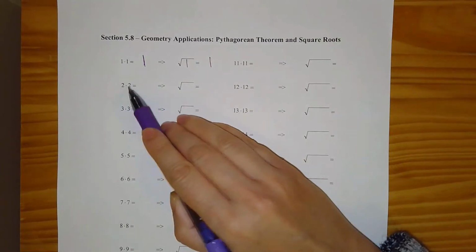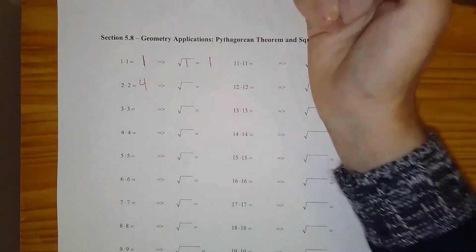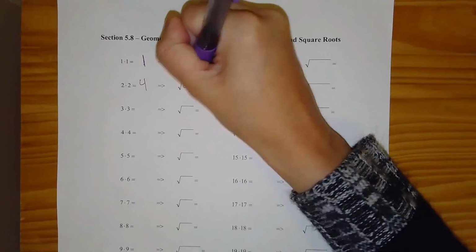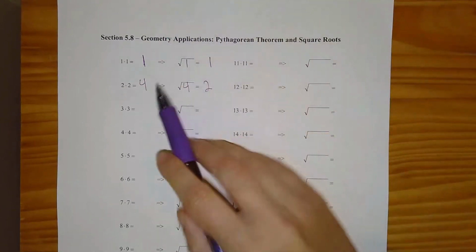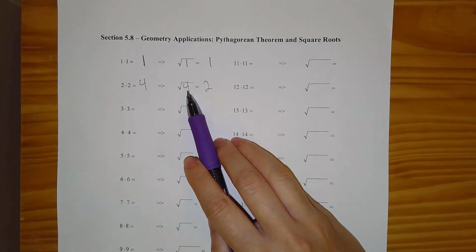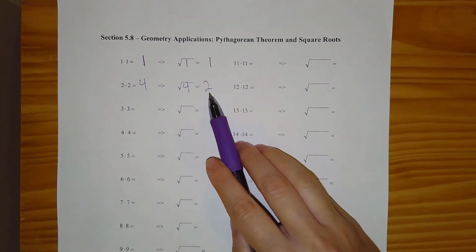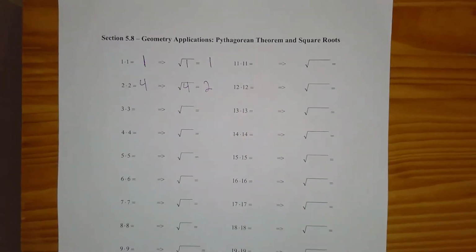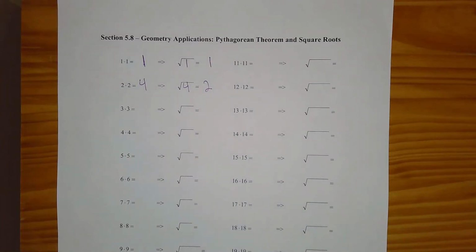2 squared, 2 times 2 would be 4, which means that the square root of 4 would be 2. See how we're going backwards here? We're saying what number times itself equals 4? That number is 2. That's what square rooting is doing. So we're going to make a nice little chart here all the way up through 20 to help you guys out with your homework this week.